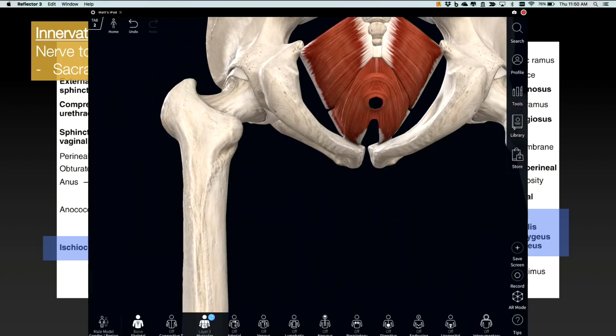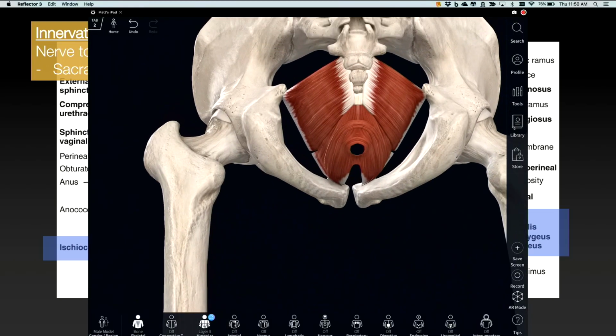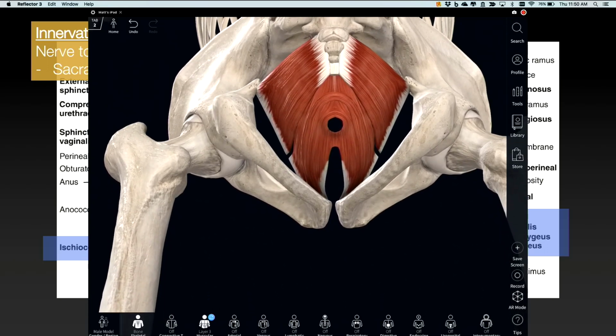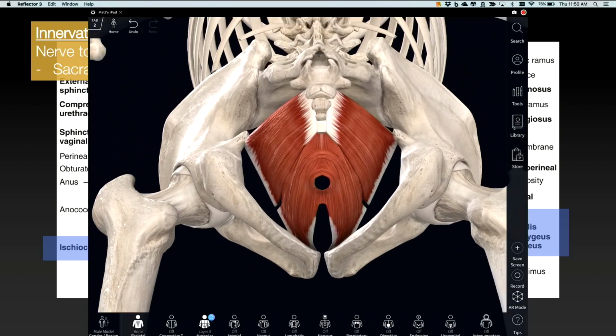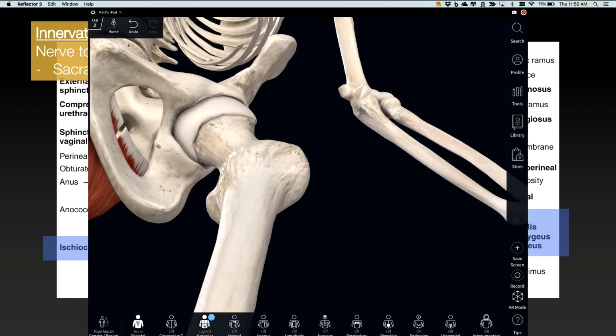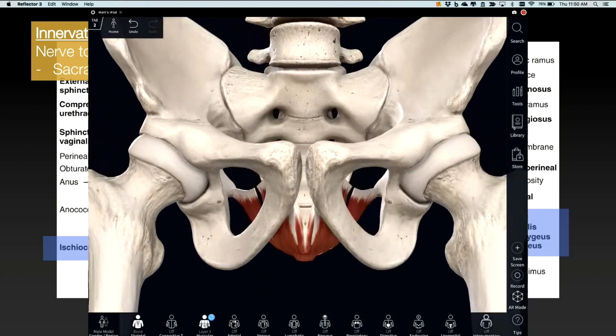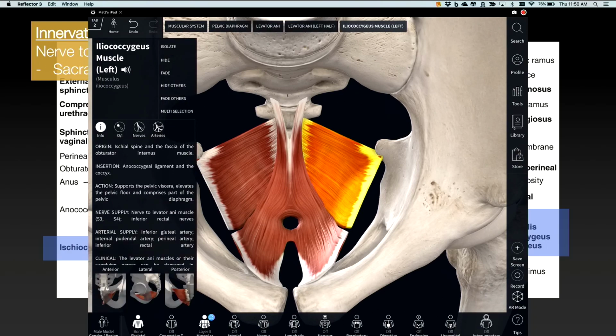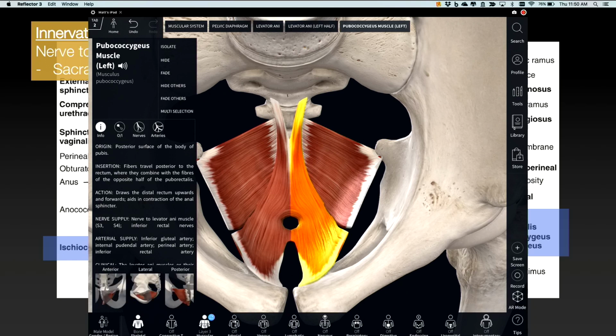So I want to show you what it looks like. This is the pelvic floor, the pelvic diaphragm, with some of the other aspects removed that were on the other slide. And let's spin this fellow around real quick. You can see our muscles of the pelvic floor, iliococcygeus and pubococcygeus. Those are responsible for the foundational work of the pelvic diaphragm. Those keep the floor intact.